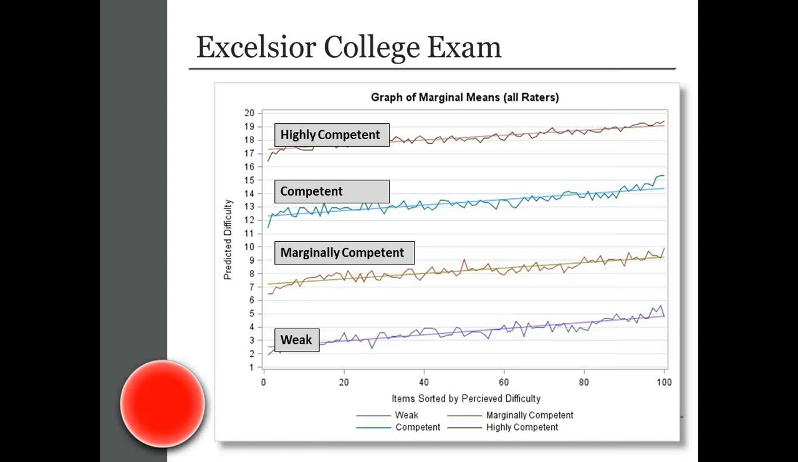Highly competent, competent, marginally competent, maybe a C grade or a C minus or something, and weak, which is a D or failing kind of grade. So you can kind of see they were looking. And what's nice about this chart is the obvious ability of the raters to use IIT to judge the items by different performance levels.